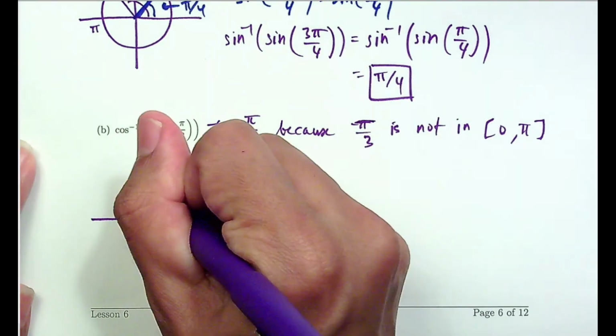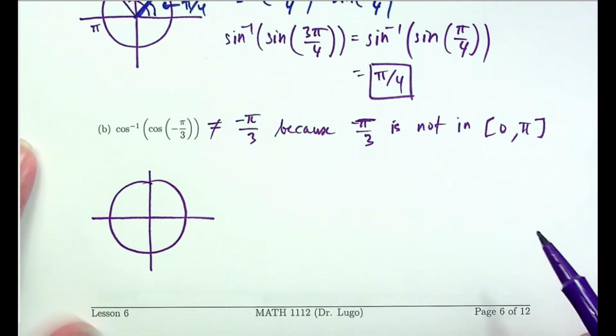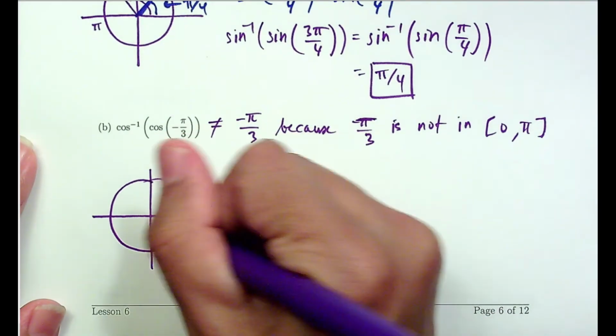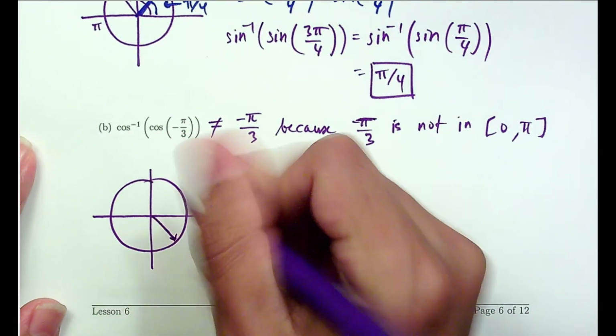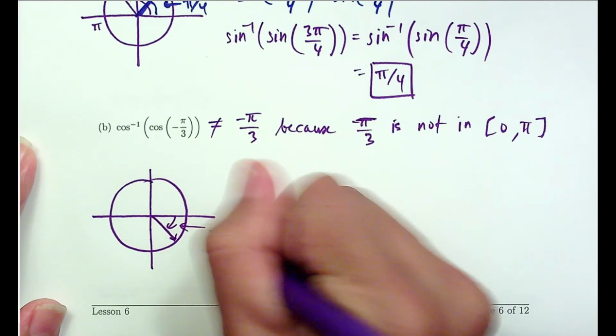So let's draw a quick picture. I want to draw the angle negative pi over 3. Negative pi over 3 is right here. Okay, that is negative pi over 3.